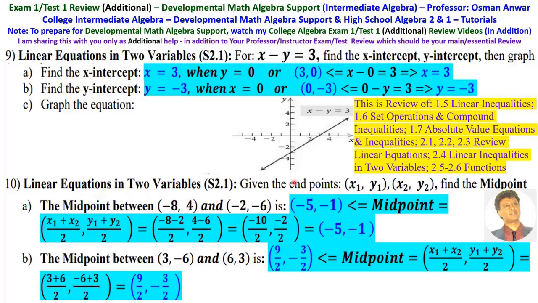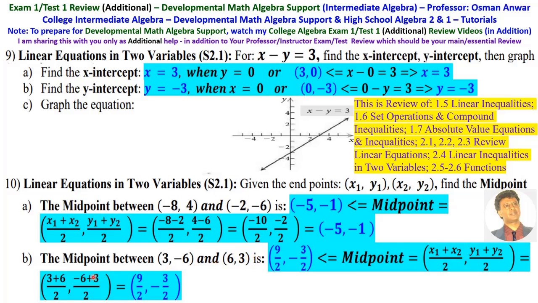Number 10 is find the midpoint of 2 points. A is the midpoint of x1, y1 is minus 8, 4, x2, y2 is minus 2, minus 6. The midpoint is x1 plus x2 over 2, y1 plus y2 over 2, which is minus 8 minus 2 over 2, 4 minus 6 over 2, which is minus 10 over 2, minus 2 over 2, which is minus 5, minus 1. B is the midpoint of x1, y1 is 3, minus 6, x2, y2 is 6 and 3.